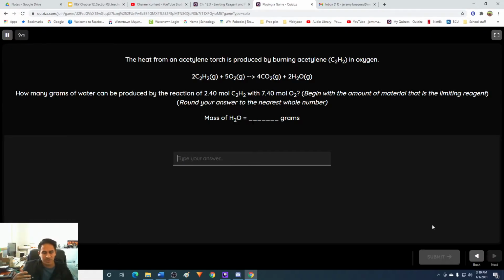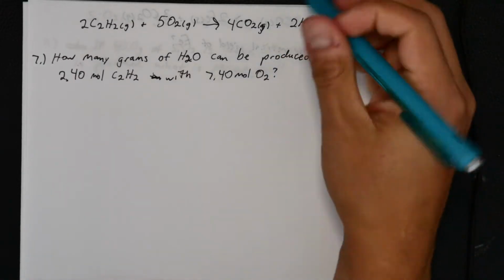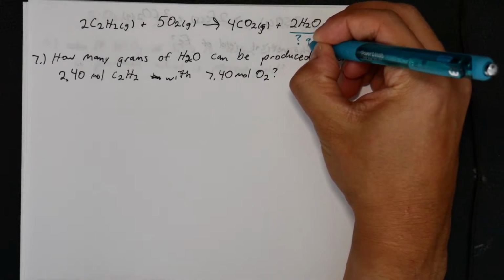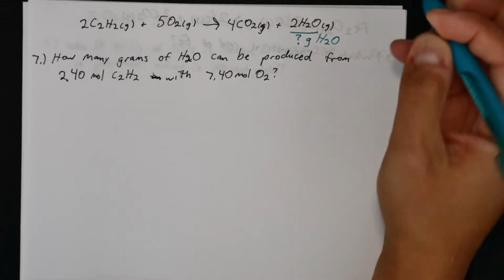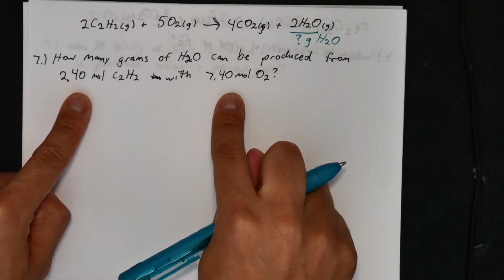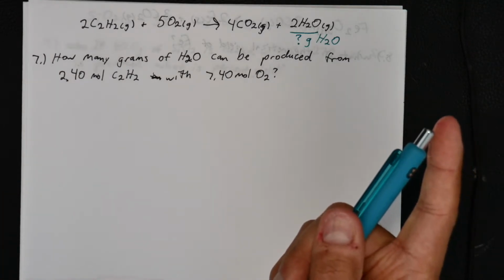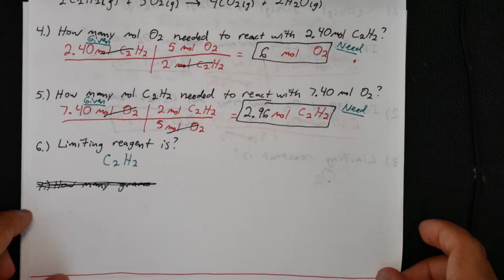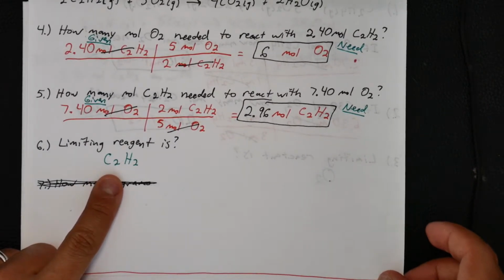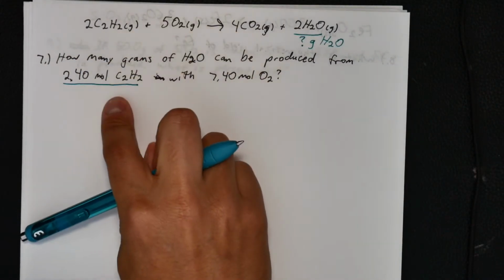Okay, so this is the same exact problem that we just had in the last 3. It's the same numbers to begin with and everything. But now they are asking us to determine how many grams of this product can we make if we are starting with this much C2H2 and this much O2. Okay, and it does say begin with the amount of material that is the limiting reagent. Well, based on our previous question we just answered, our limiting reagent was C2H2, which means that to begin this problem, we are going to begin with this amount of material.